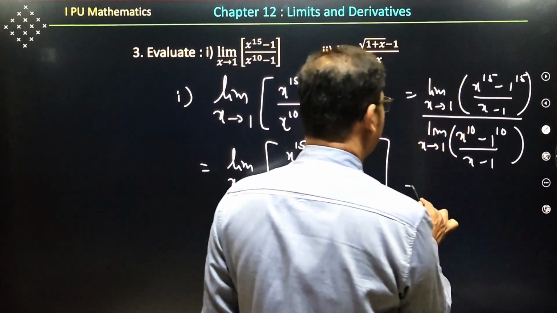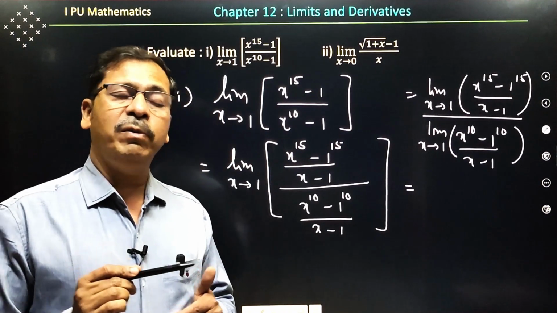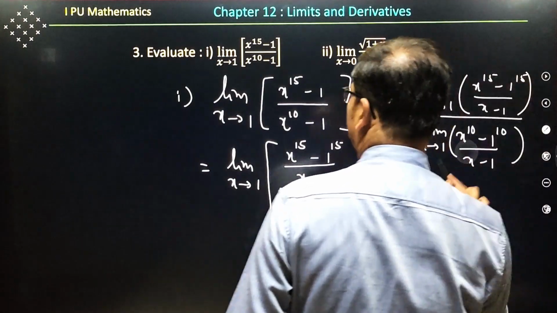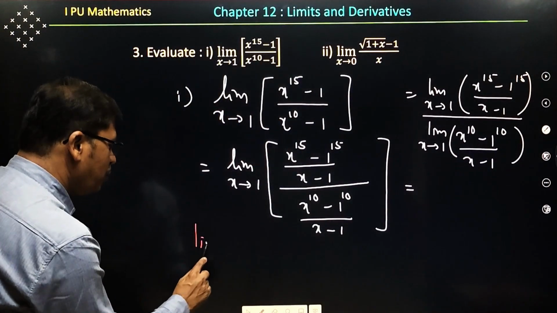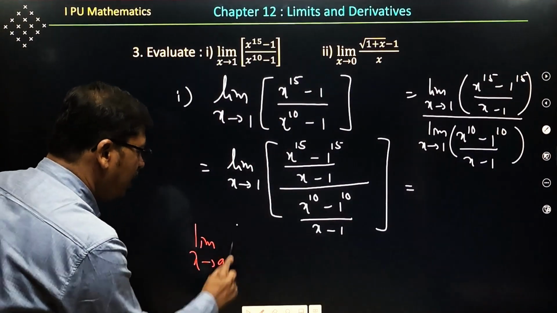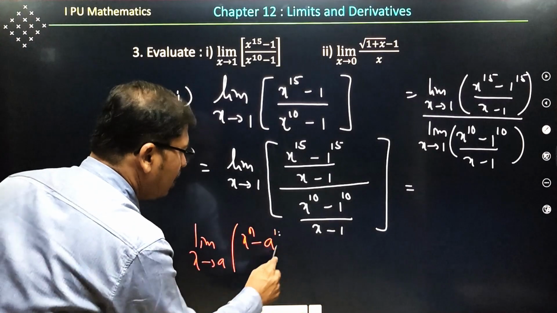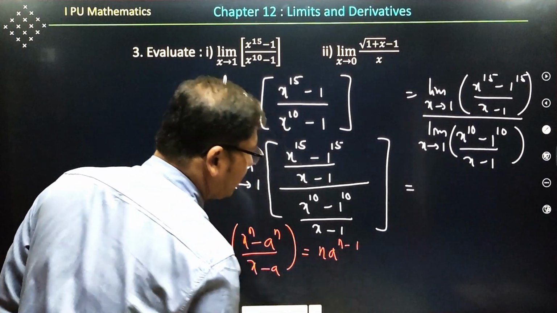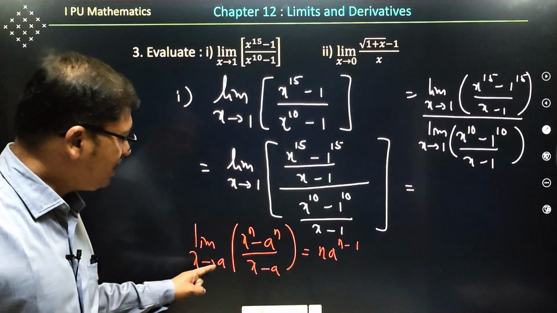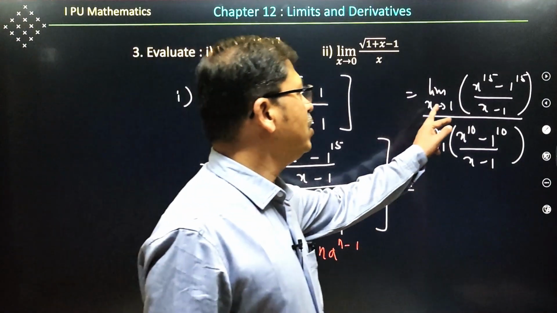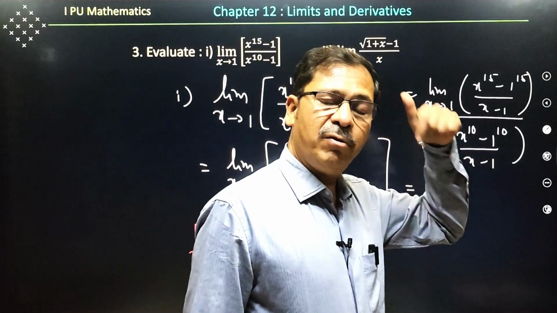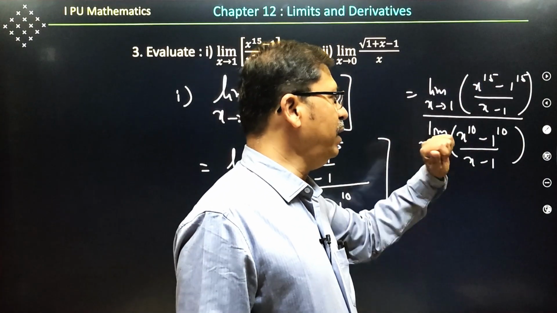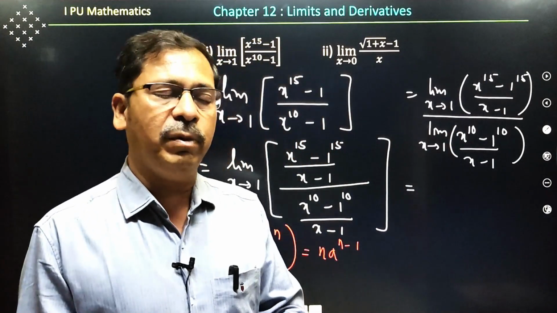So what happens? N a raised to n minus 1, you recall. See the pattern. What pattern you have studied? Limit x tends to a, x raised to n minus a raised to n divided by x minus a. This is equal to n a to the power n minus 1 you have studied. X tends to a, that a must be same. Here x tends to 1, 1 is there here. In place of n, 15 is there in the first case. In the denominator, in place of n, 10 is there here. Apply the formula n a to the power n minus 1.